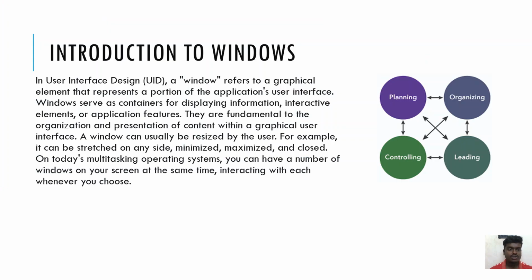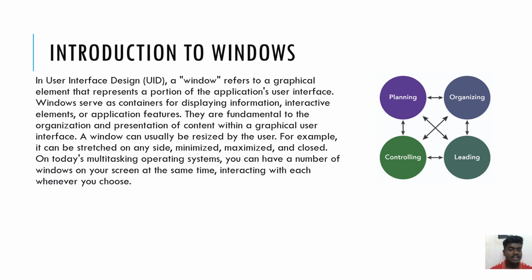Introduction to Windows. In user interface design, a window refers to a graphical element that represents a portion of an application user interface. Windows serve as containers for displaying information, interactive elements, or application features. They are fundamental to the organization and presentation of the content within a graphical user interface. A window can usually be resized by the user. For example, it can be stretched to any size, minimized, maximized, and closed.